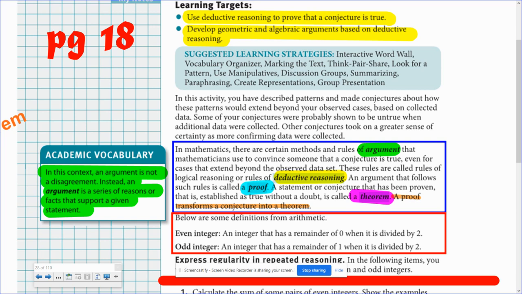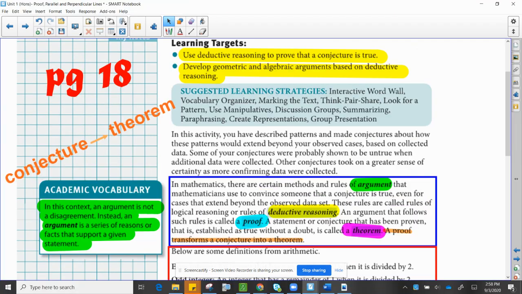Now, I'm sure you've heard of proofs before, and we're going to learn a lot about them in geometry. But a statement or conjecture that has been proven, established as true without a doubt, is called a theorem, okay? And the way we prove a theorem or turn a conjecture, an idea based on observation, into an absolute without-a-doubt true statement is by using a proof. A proof transforms a conjecture into a theorem. Okay? So this middle section here would be our proof. So the proof is a bunch of arguments we use to back up our conjecture using facts.